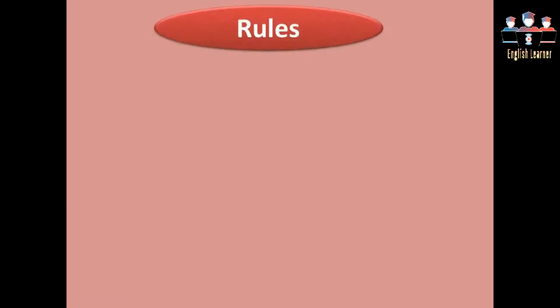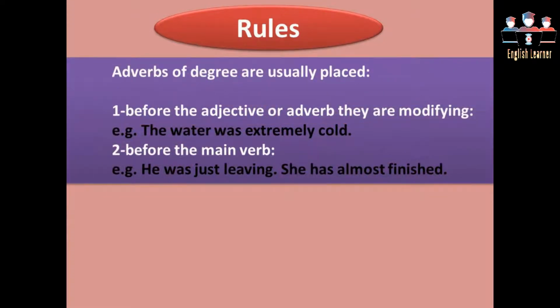Now we are going to deal with the rules. Number 1. Adverbs of degree are usually placed in two ways. Number 1 is before the adjective or adverb they are modifying. For example, the water was extremely cold. Now, extremely is an adverb of degree here, and that has been used right after the verb and before an adjective. Now, example number 2. Before the main verb. He was just leaving. She has almost finished. In this example, almost is the adverb of degree, and that is used just before the main verb in the sentence, which is finished.